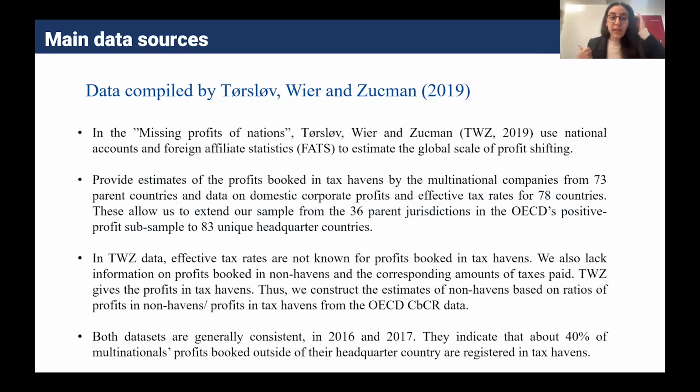Because the OECD CBCR only covers 38 parent countries, we don't have a global view on other countries in the world. So what we do is that we add some data that was compiled by Tørsløv, Wier and Zucman. They created a database that we were able to use to complement our database. So we moved from 36 parent jurisdictions, which are covered in the OECD data, to 83 unique countries.